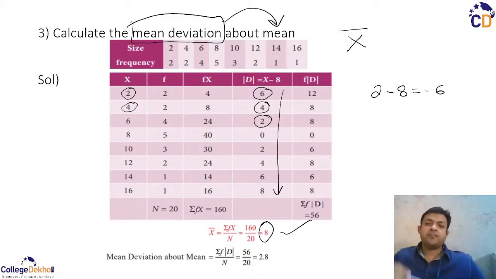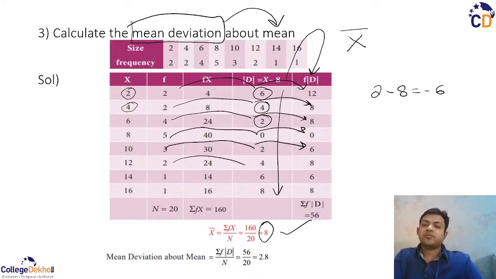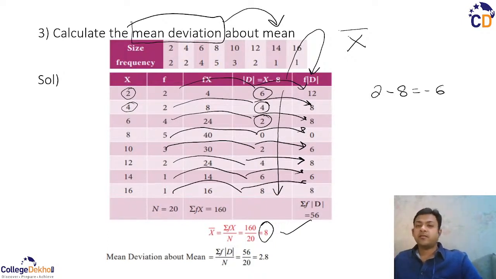And finally, we get all the set of values for the modulus of deviation. After finding the modulus of deviation, we need to calculate frequency times the modulus of deviation. So 6 times 2 would give me 12. 2 times 4 would give me 8. 4 times 2 would give me 8. 5 times 0 would be 0. 3 times 2 would give me 6, and so on. 2 times 4 would be 8. 1 times 6 would be 6, and 1 times 8 would be 8. This is how we calculate frequency times the modulus of deviation.